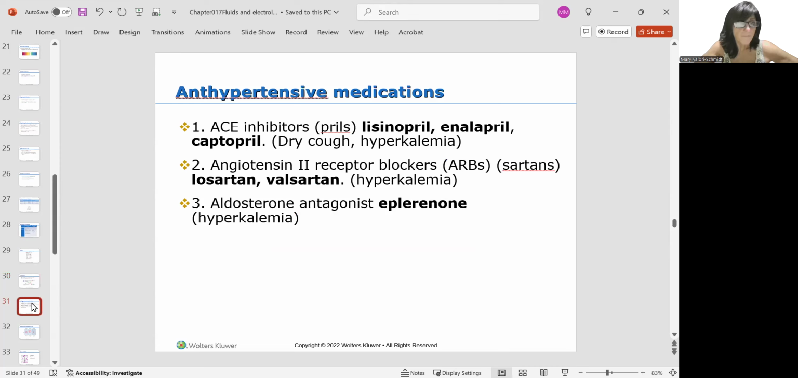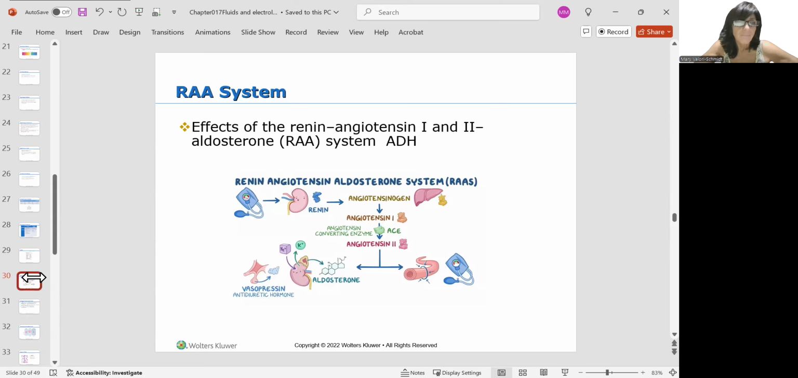Then we have ARBs, angiotensin 2 receptor blockers. These are the sartans, losartan, valsartan. They stop the process here. Angiotensin 2 receptor blockers. So when angiotensin 2 is made and goes to the receptor sites, it blocks it. So aldosterone doesn't get stimulated to be produced and you don't make antidiuretic hormone, yada, yada, yada. Same outcome, just it stops it at a different level.